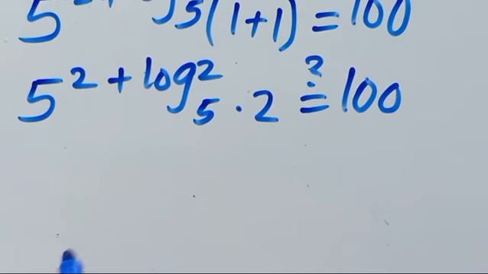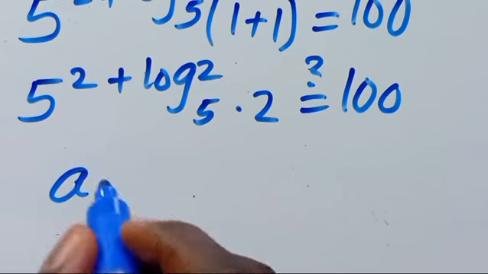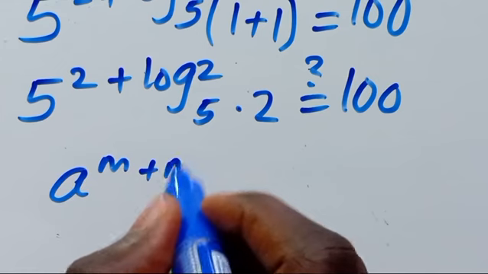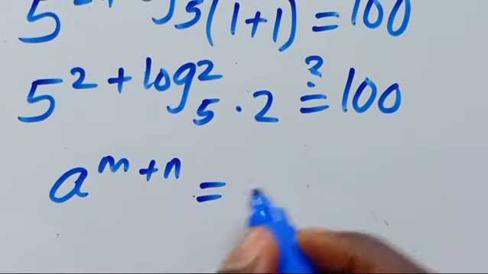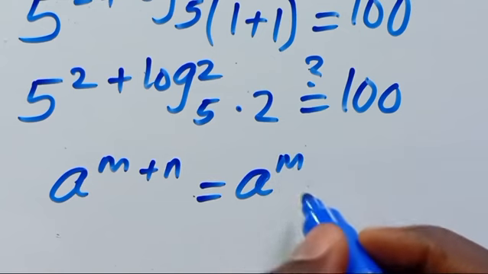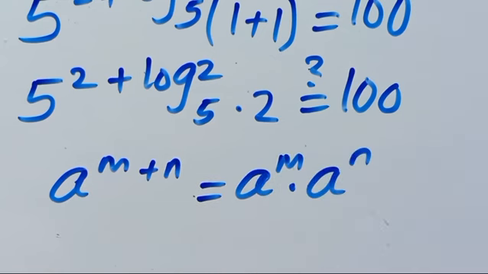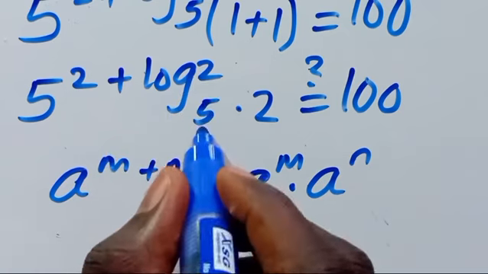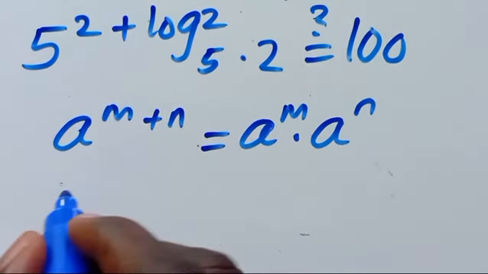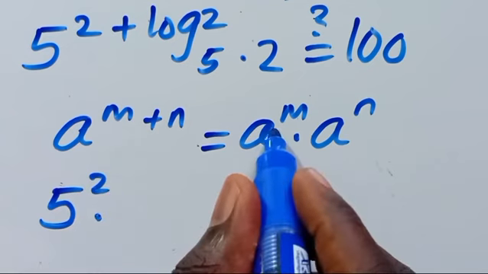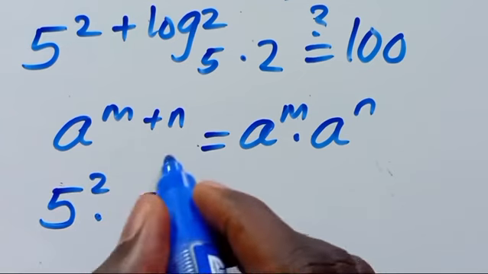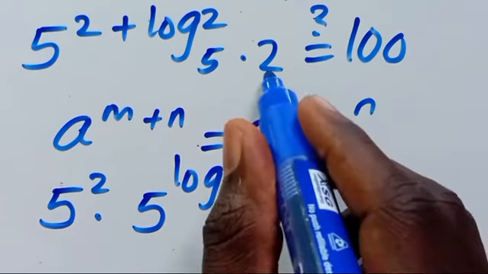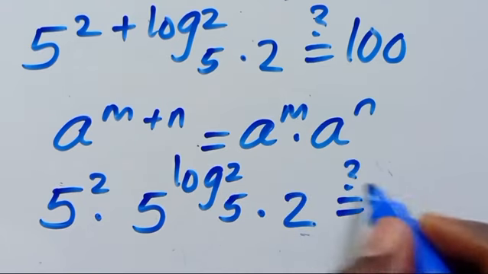So from here, we have to note that when we have a to the power of m plus n, from the law of indices, we can simplify this as a to the power of m multiplied by a to the power of n. So applying it here, we have m to be 2, n to be log 2 in base 5, and our a will be 5. So here will be 5 to the power of 2 as we have it here, multiplied by 5 to the power of log 2 in base 5 as we have it here. Then multiply by this constant 2. Then it's going to give us 100.